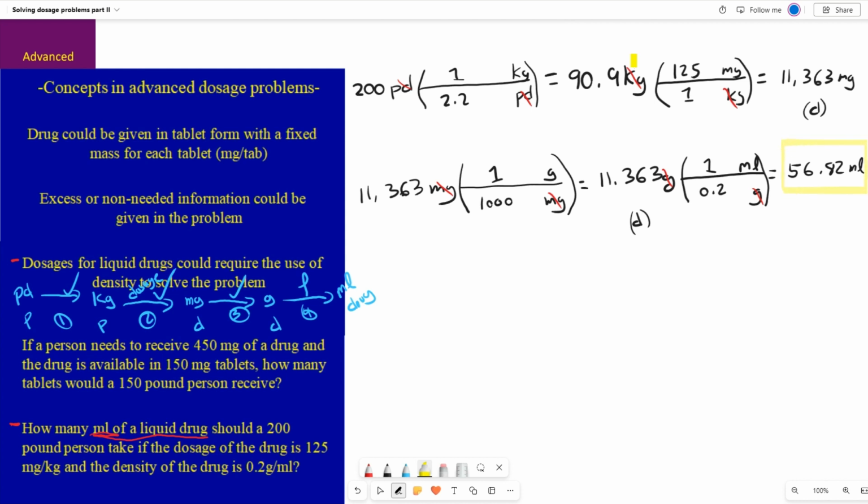So you can see if you're working with a liquid drug and you're doing a dosage problem, it often brings density in so that you can convert the mass of the drug into a volume of the drug.